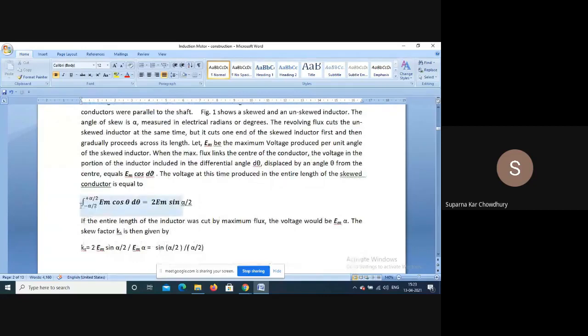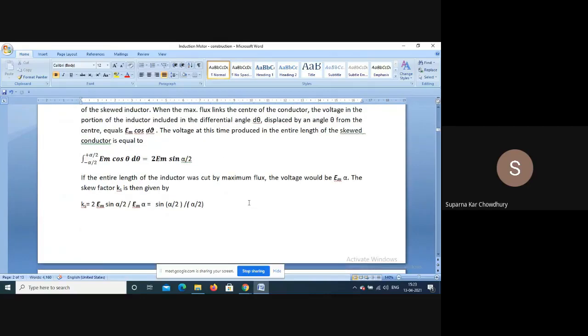So the total EMF induced will be the integral from minus alpha by 2 to plus alpha by 2 of Em cos theta d theta. So it comes to be twice Em sine of alpha by 2. Now if it is not skewed, then the EMF over the whole length of the conductors will be Em. So for an angle alpha, the total EMF will be Em alpha.